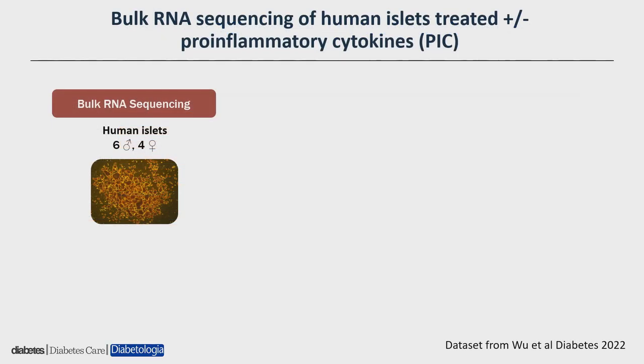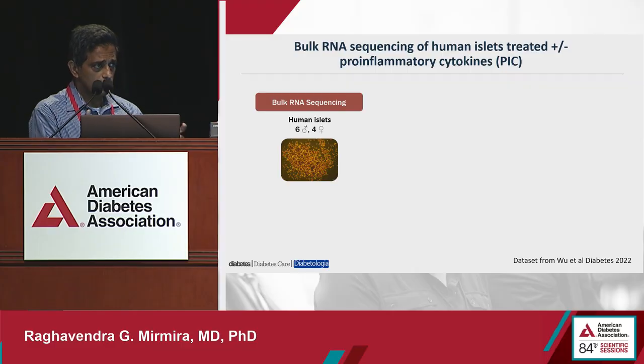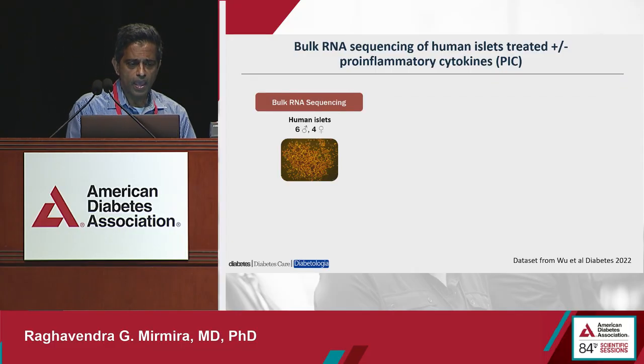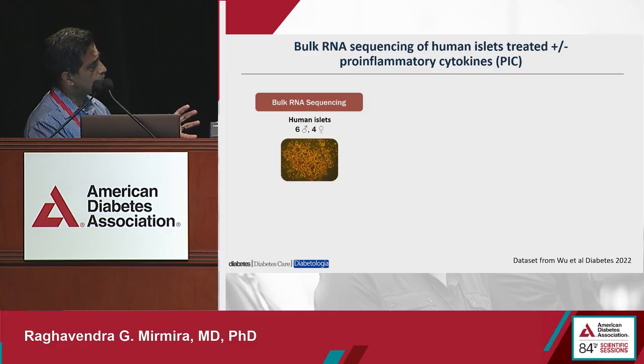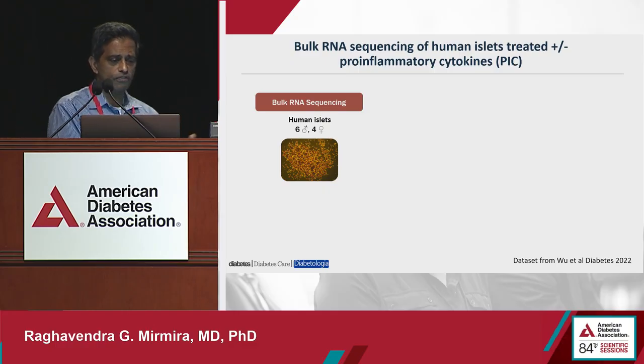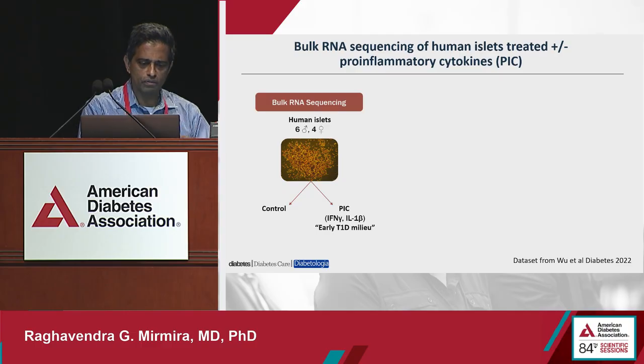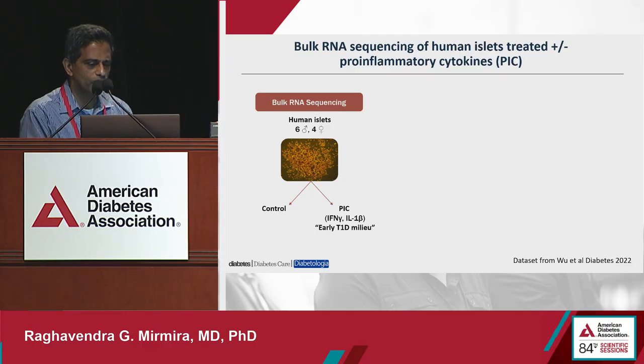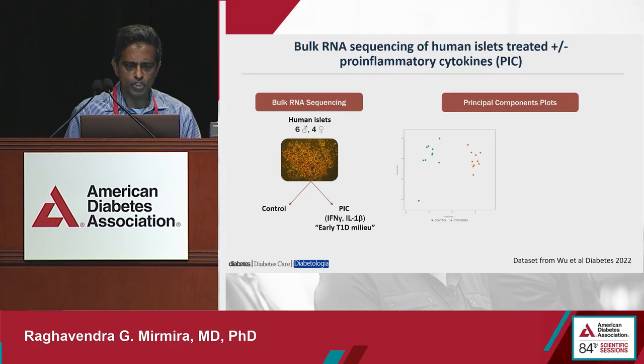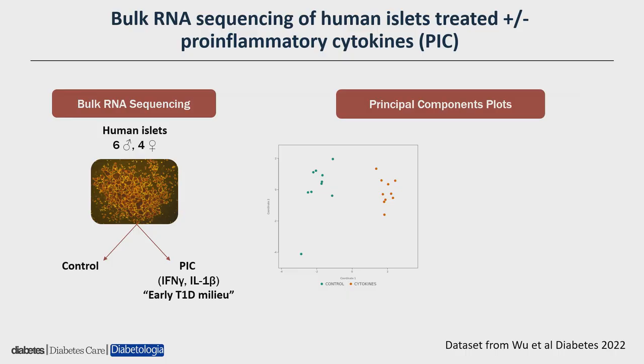So the way we did this was we looked at data sets that were already published, and this was published by Carmela Evans Molina's group and ours in collaboration a number of years ago. And there what we did was we took male islets separately from female islets. They were all treated at the same time with either no treatment or with a condition that would mimic type 1 diabetes with pro-inflammatory cytokines. And then we looked at gene expression patterns by bulk RNA sequencing.